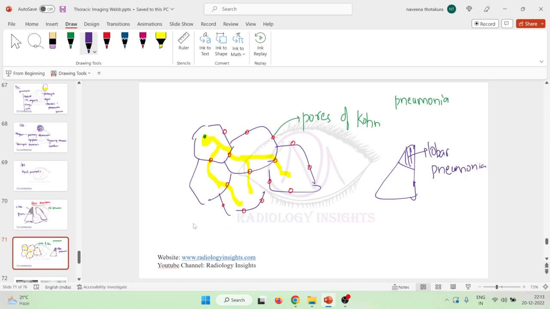This is because the organisms which are present in lobar pneumonia or lobar consolidation produce thin secretions, and these thin secretions will actually pass through these pores of Kohn. So as a result, when they pass through these pores of Kohn, this will result in lobar pneumonia.